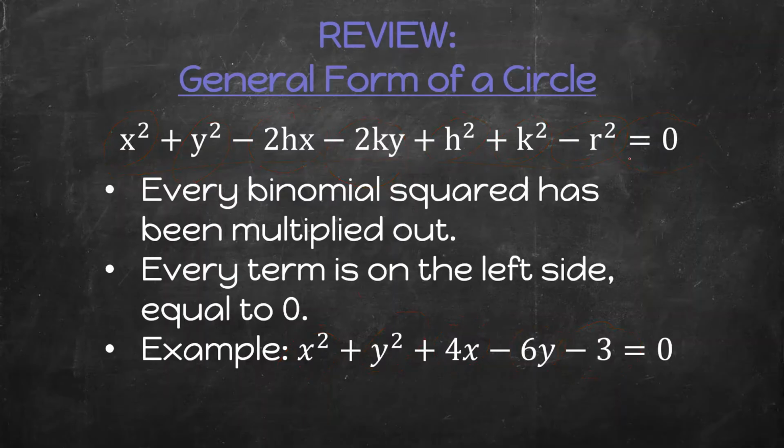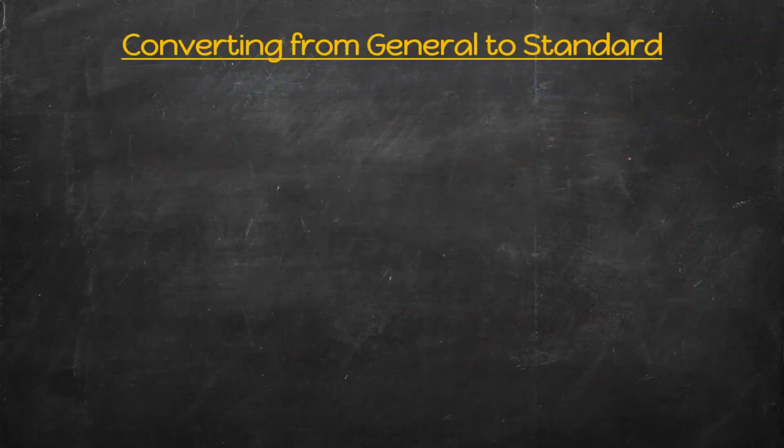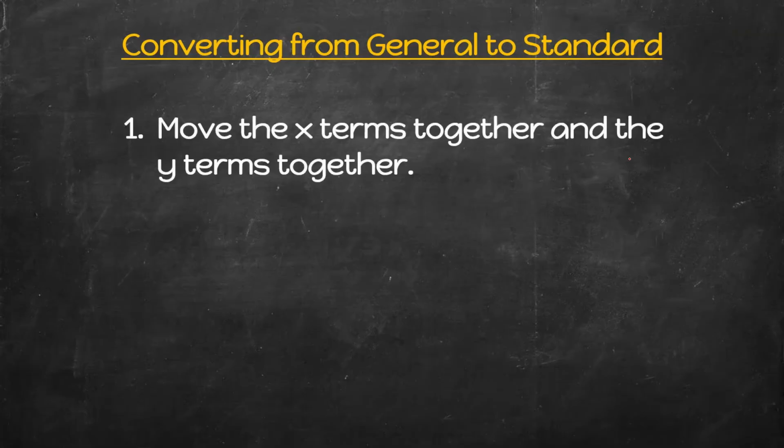Para hindi kayo mahirapan, let's get started. Okay, how do we convert a general equation of a circle to standard form? So, meron tayong different steps. Una, we are going to move x terms together and the y terms together. So, pag may nakita kayong variable na x, pagsasama-samahin natin yon. Pag may nakita kayo na y, pagdidikit-dikitin din natin yung mga yon.